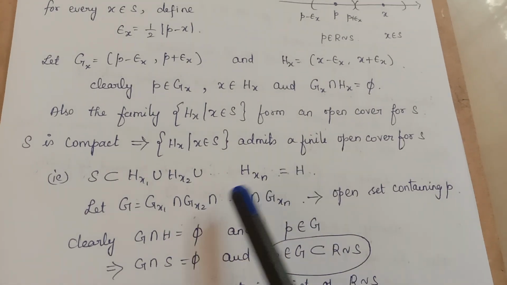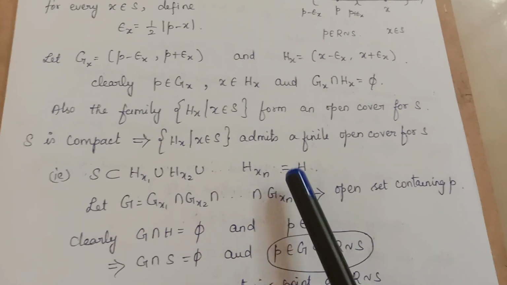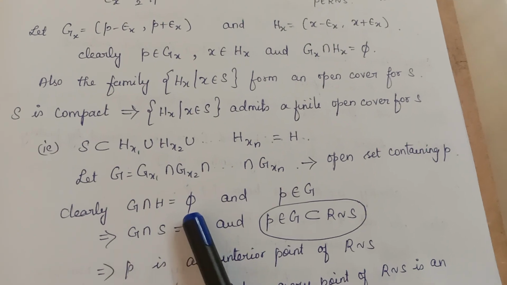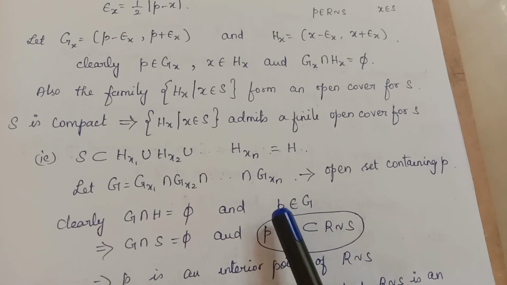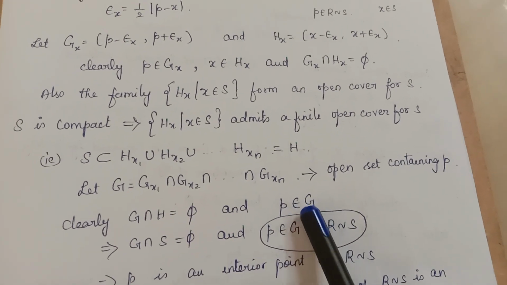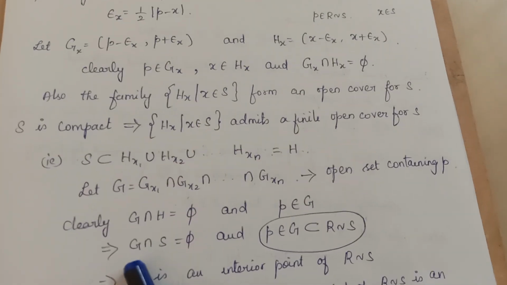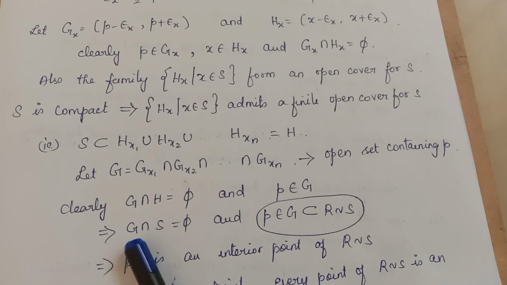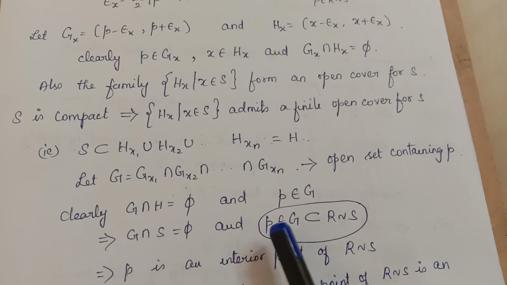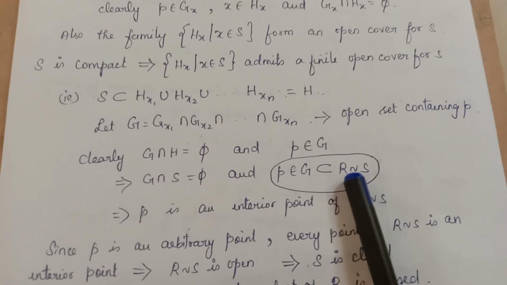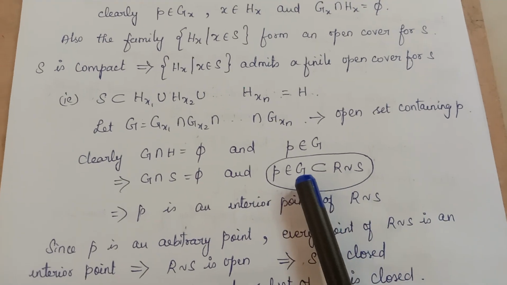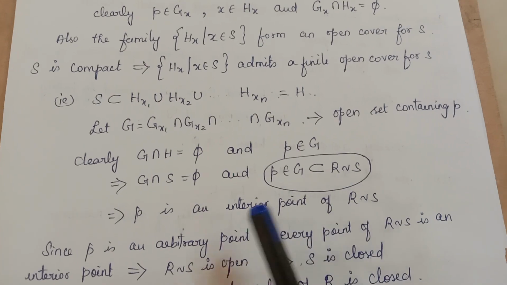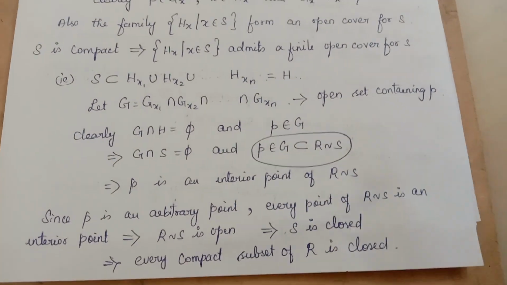Now I am arriving at two open sets, one is H, another one is G, whose intersection is empty. That is, they are disjoint, and P belongs to G. That is, G is a neighborhood for P. And G intersection S is also empty, because G is completely contained in R minus S. Therefore, P belongs to G contained in R minus S. That means I have obtained a neighborhood for P which is completely contained in R minus S. Therefore, P is an interior point of R minus S.